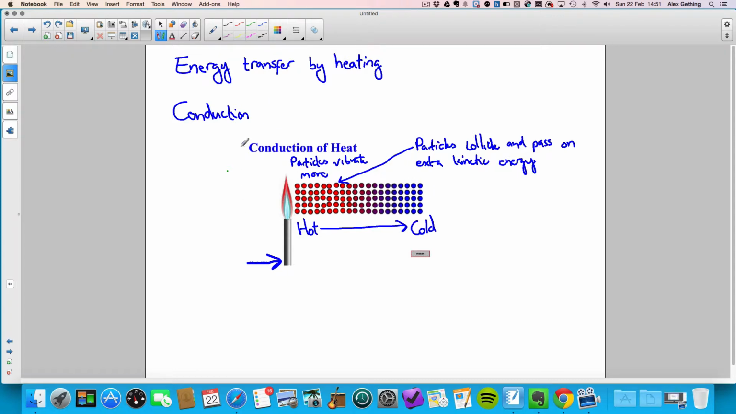Now, how fast this happens, its rate of conduction, is usually faster in denser solids. Okay, so the denser they are, the closer the particles are together, and so they're going to collide more often and pass on their energy. Materials that have relatively large spaces in between their particles will conduct heat much more slowly. They will conduct it, but it'll be more slowly, and they are considered to be insulators.